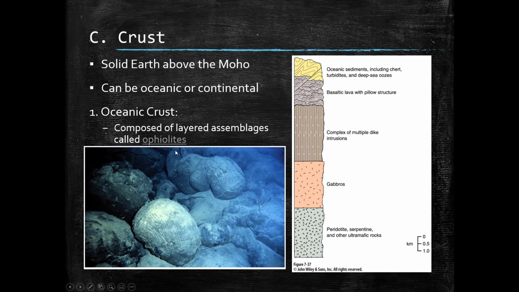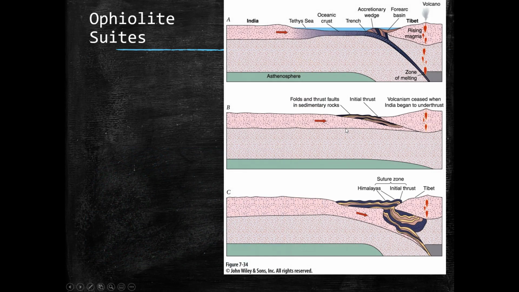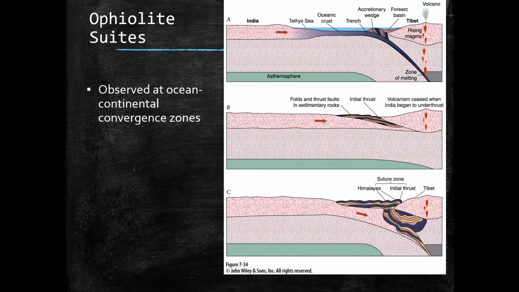So how do we know that these ophiolite suites occur? So we find these ophiolite suites sometimes in ocean to continent convergence zones. So we have a collisional boundary here, where in fact, this illustrates the collision of the subcontinent of India into Tibet.